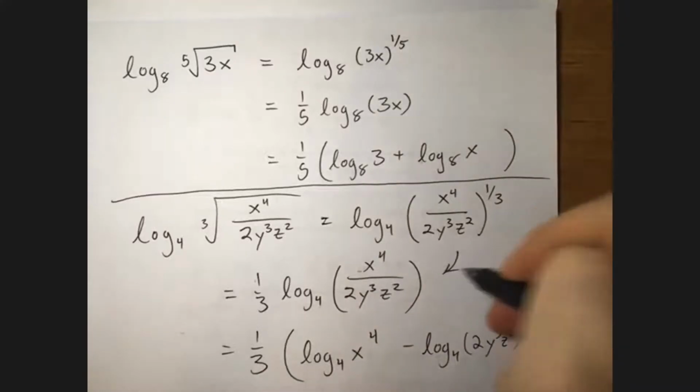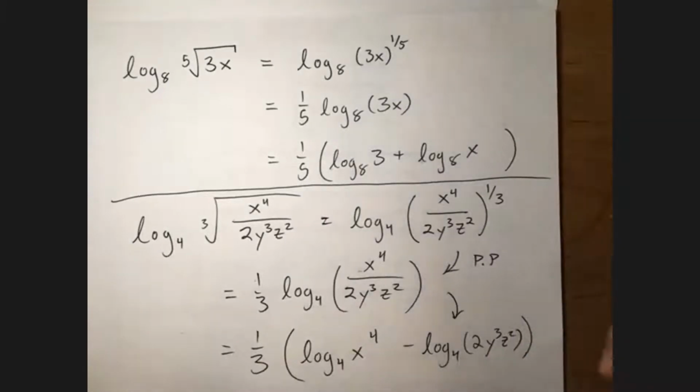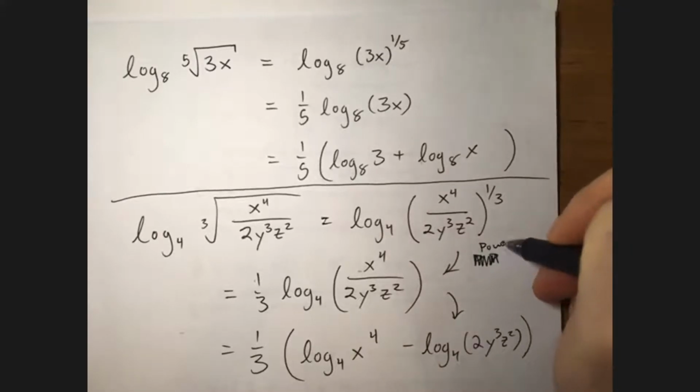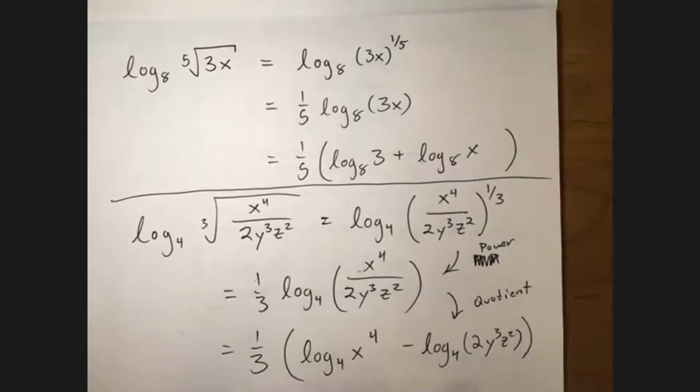So we use the power property. Oh, I better not use P for power because the product also starts with a P. Power property. Here's the quotient property. Go from here to here. And now what can I do? Well, here I can use the power property again. I can pull that 4 out front.